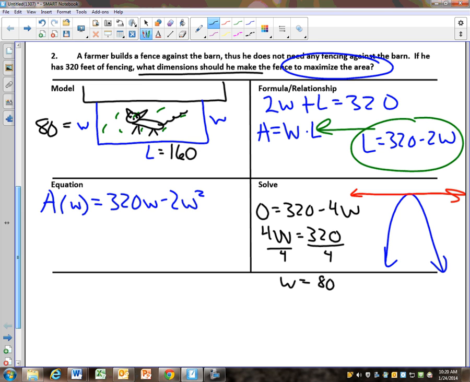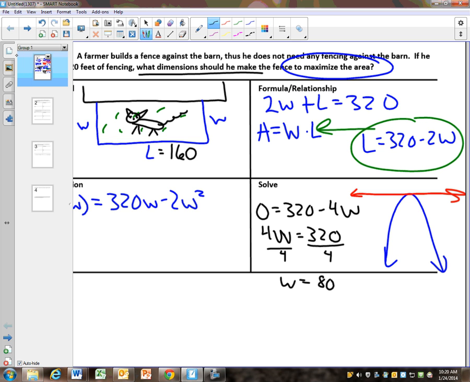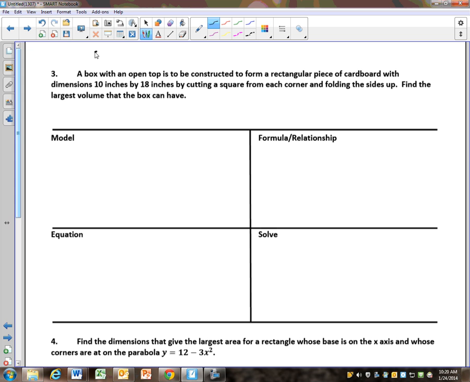Have you seen enough of the farmer problems? You saw them last year, you've seen them this year. I'm guessing you could do any of them, correct? Flip it over. Let's try something more interesting.